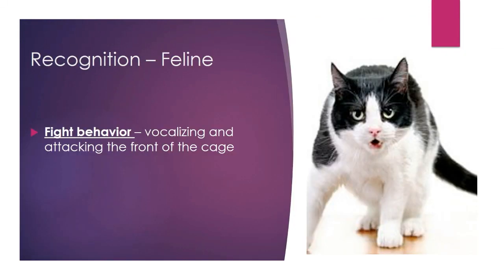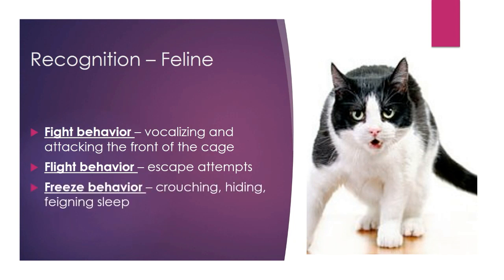Okay, so what about cats? So their fight behavior, this is the vocalizing, attacking the front of the cage when someone walks right past it. The flight behavior, escape attempts, the ones that we have to put a sign on their cage that says, will bolt the second you open the door. The freeze behavior, it's really subtle in cats. I can't emphasize this enough. It's just crouching, hiding, or even pretending to sleep, but they're actually not sleeping.